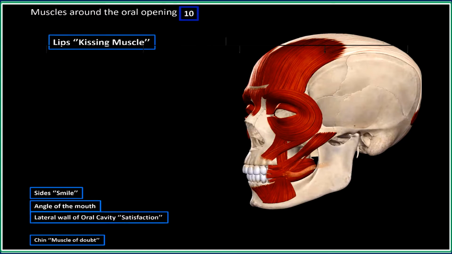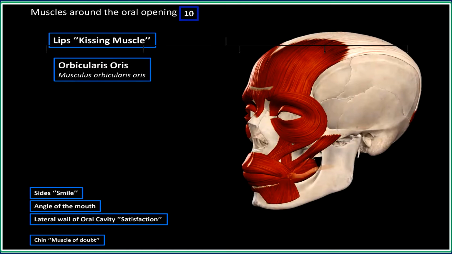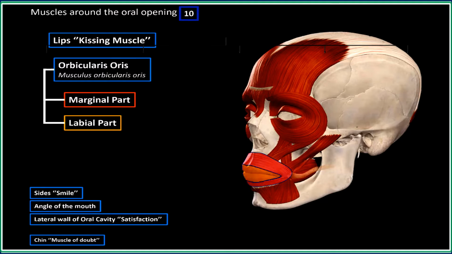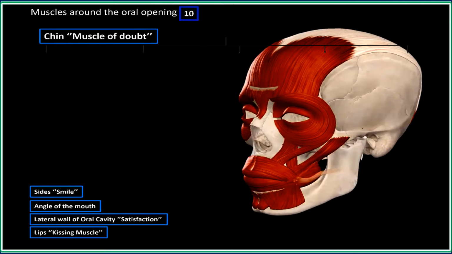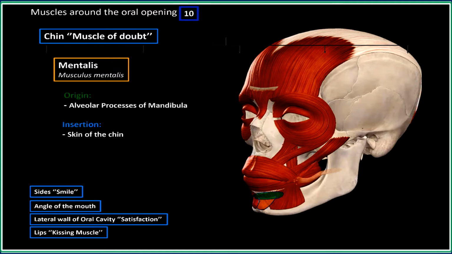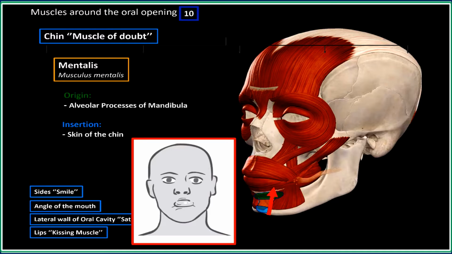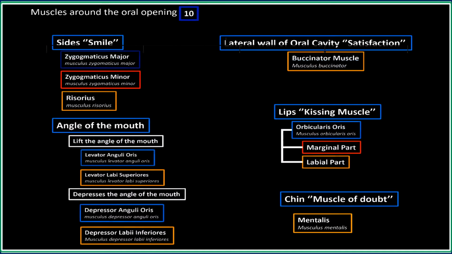Next, we have the kissing muscle around the oral opening, which is here. This muscle is called the musculus orbicularis oris, and it consists of a marginal part, which is the outer fibers, and a labial part, which gives the shape of the lips, located here. These muscle fibers are arranged circularly underneath the skin, and they protrude the mouth, forming a kissing face. The last group is the muscle of doubt, and it consists of the mentalis muscle. It originates from the alveolar process of the mandible and inserts at the skin of the chin. And when these muscle fibers contract, they pull the skin upwards, producing a facial expression of doubt, kind of as you see here. So that was all the muscles around the oral opening.